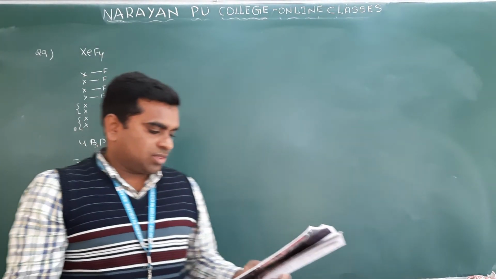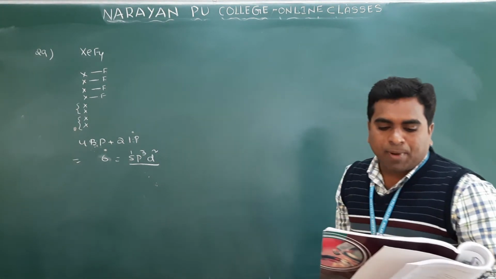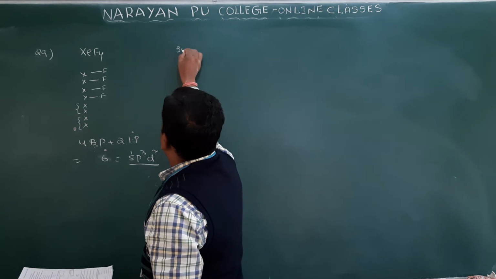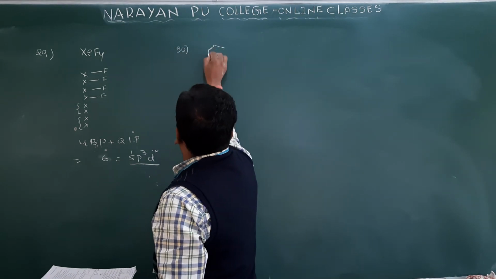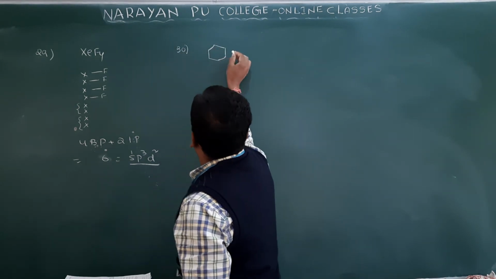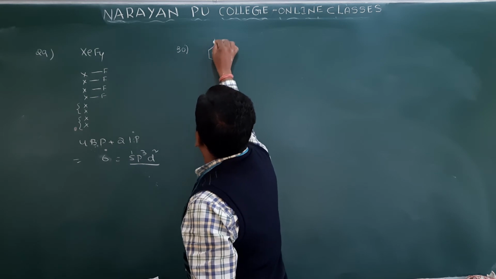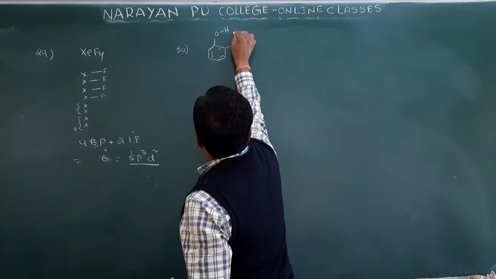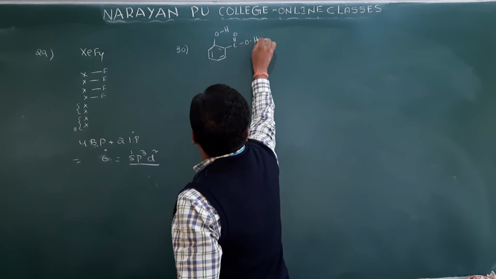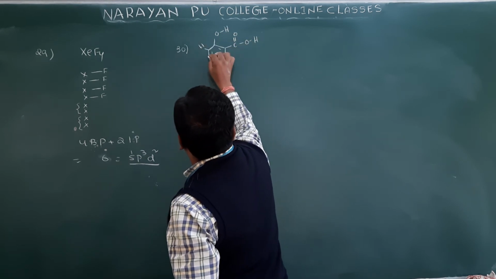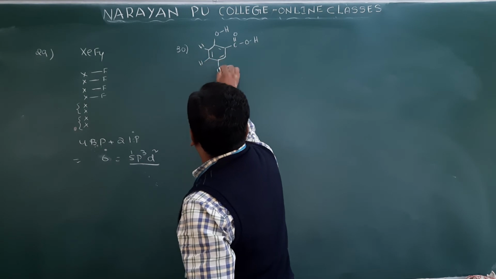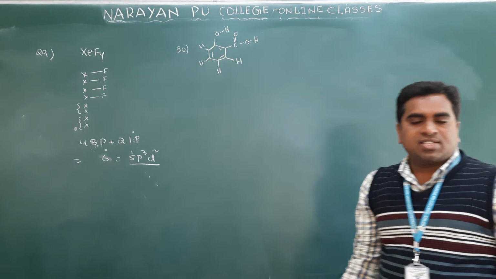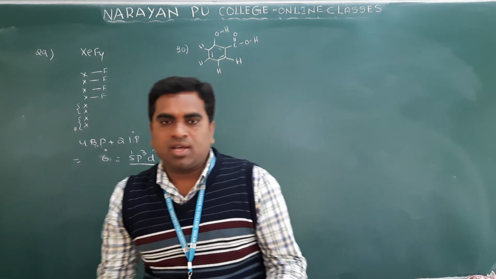Next one, the 30th question. How many sigma and pi bonds are there in salicylic acid? The salicylic acid formula, you will study this one in the second year. This is salicylic acid. Here there will be hydrogens on the benzene. This is salicylic acid. Clear? You know how to calculate the sigma bonds and pi bonds. Will you do one?